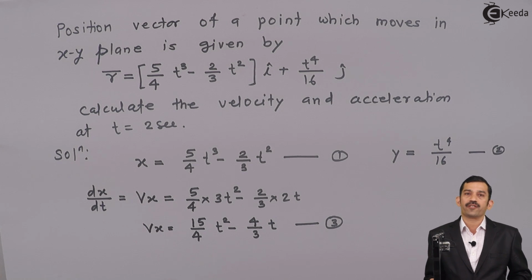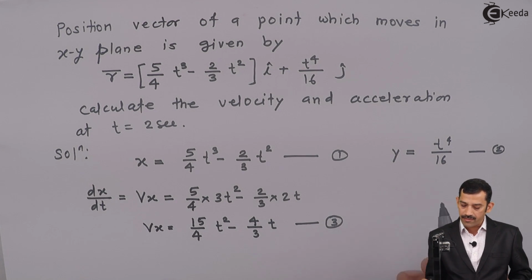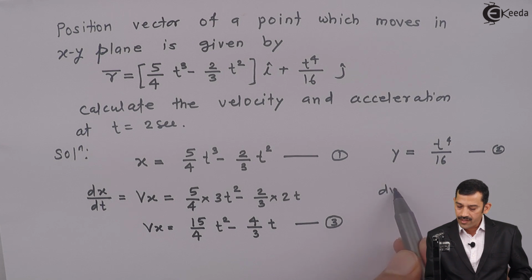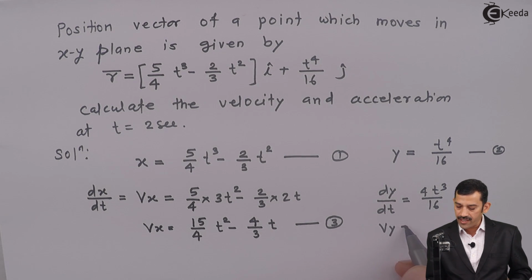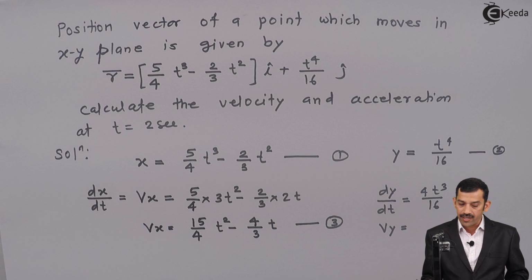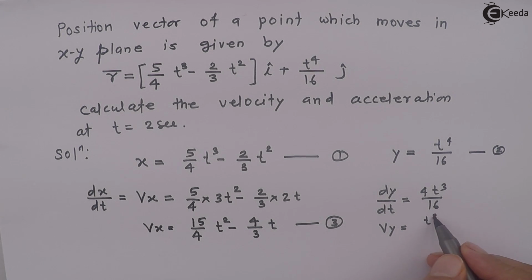Similarly, if we differentiate y with respect to time t, dy by dt equals 4t cube by 16. That means Vy is t cube divided by 4. This is equation number 4. The equations of x and y are differentiated with respect to time t, and we get Vx and Vy.